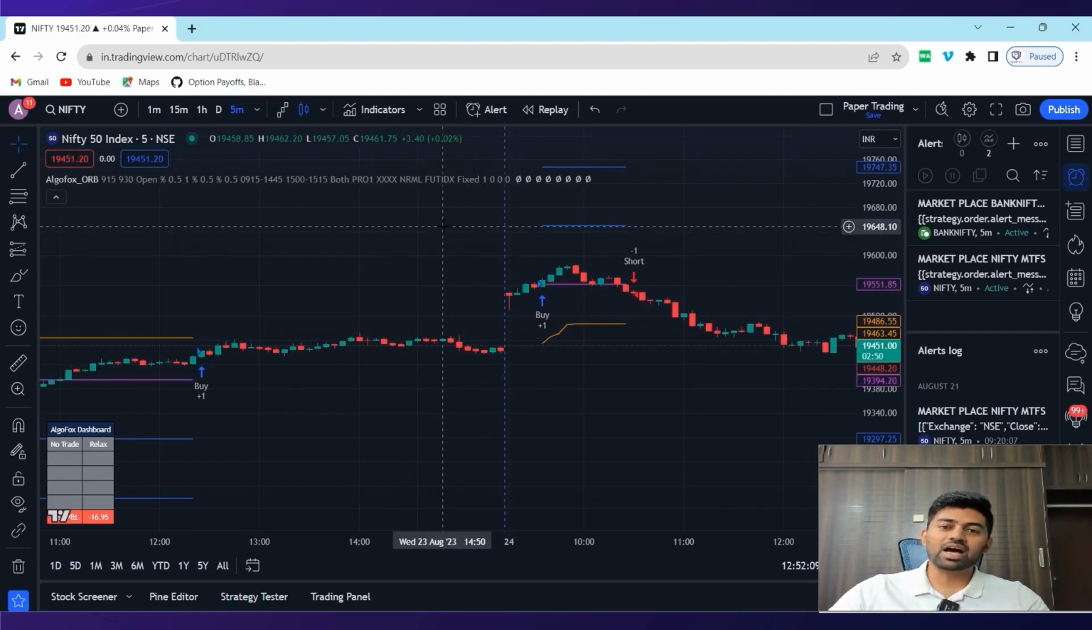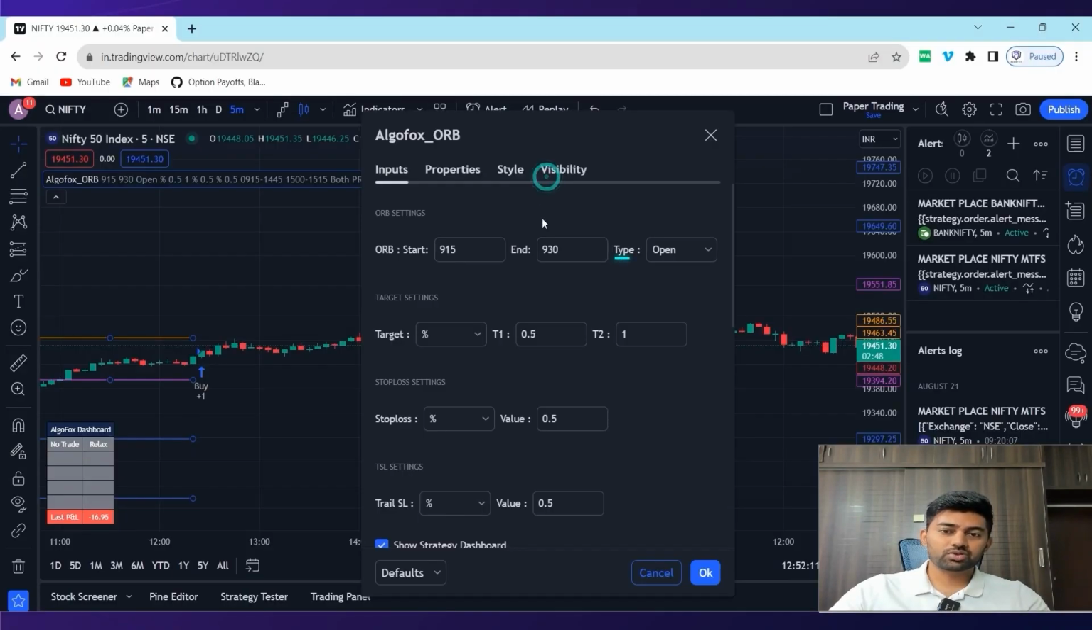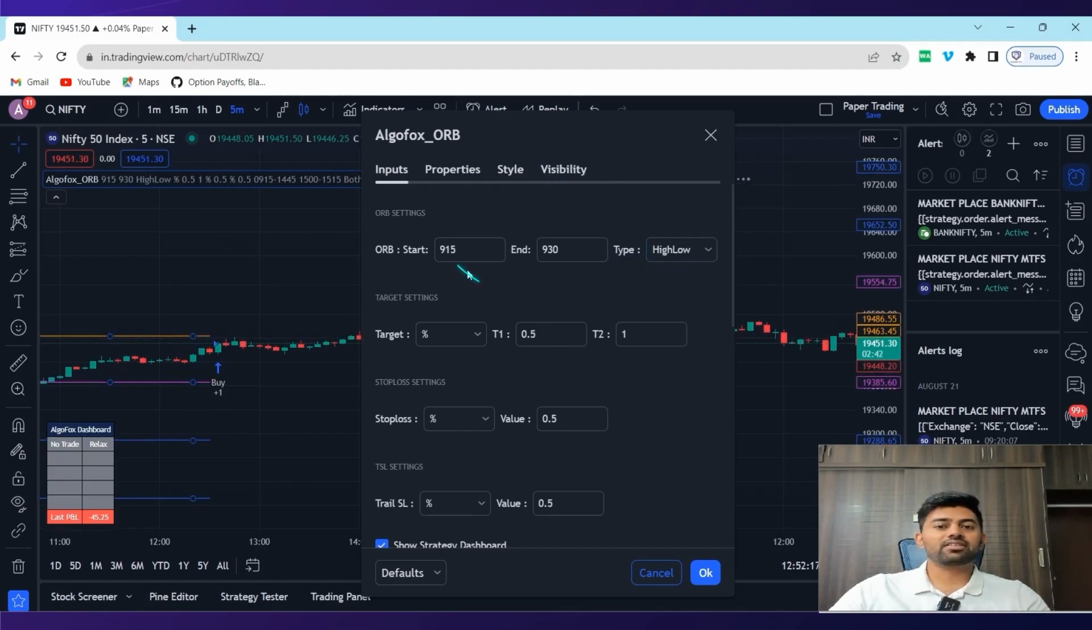So for example, in our case here, let me first show you with the standard high and low. If I write 9:15 to 9:30, that means for the first 15 minutes candle, I want to mark the high and low of the candle. And once the high is broken, I want to buy, and if the low is broken, I want to short. So how does it look on the chart?